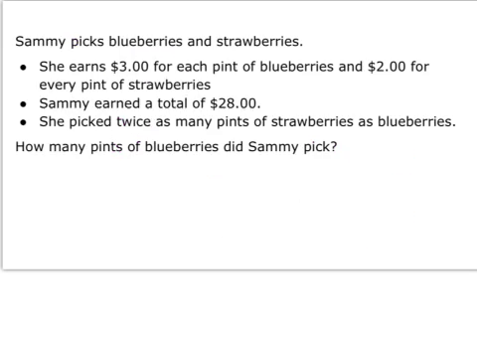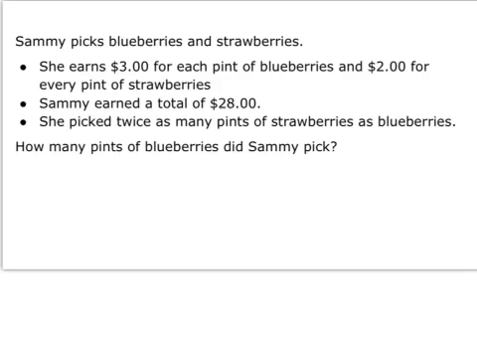Alright, this word problem says Sammy picks blueberries and strawberries. She earns $3 for each pint of blueberries and $2 for each pint of strawberries. Sammy earned a total of $28. She picked twice as many pints of strawberries as blueberries. How many pints of blueberries did Sammy pick?